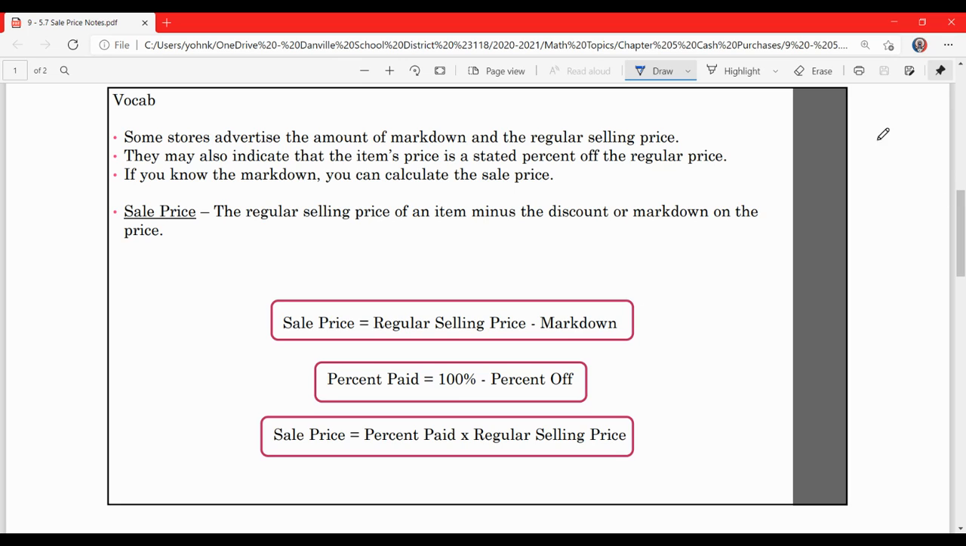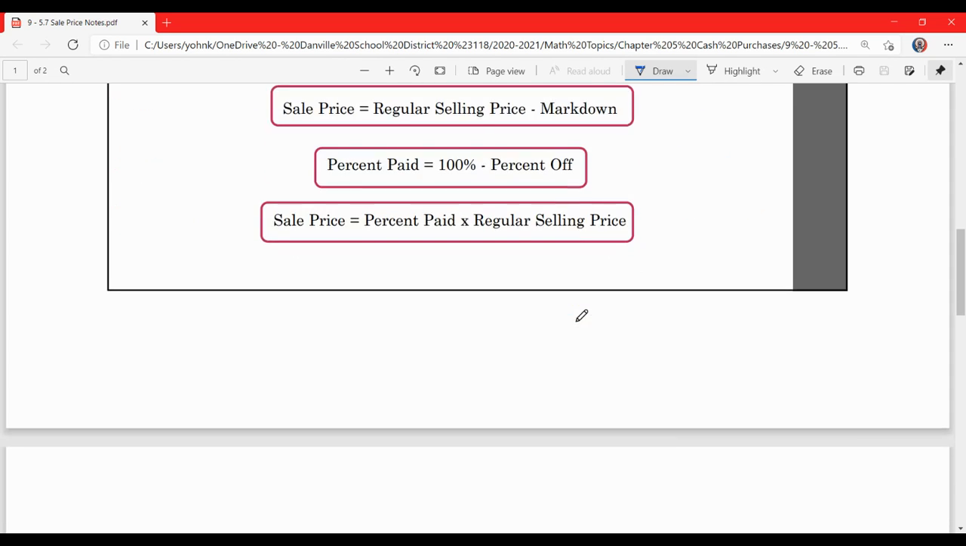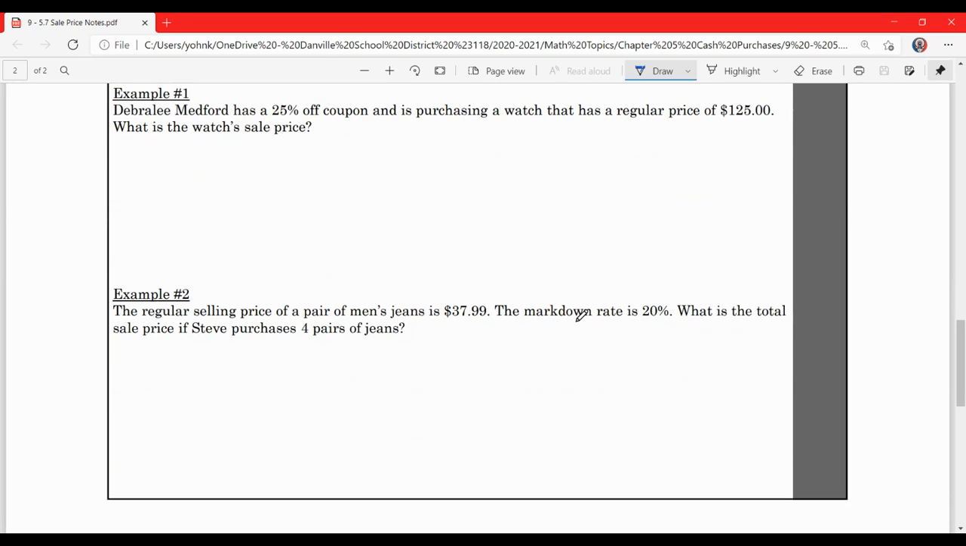You can find the sale price by taking the regular selling price and subtracting the markdown. You could also do it a different way and find the percent paid and multiply that way. I prefer to subtract. That way it's consistent with discount and sales tax and markdown rates.